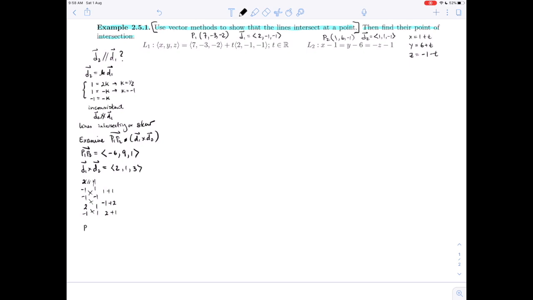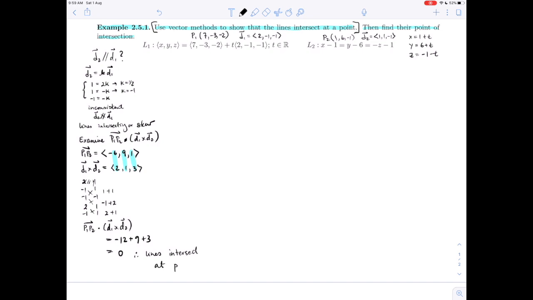Then the triple scalar product, P1P2 dotted with D1 cross D2: you remember that we just multiply the components and add them up. So we have -12 plus 9 plus 3, which gives us 0. So the vectors are coplanar. If the vectors are coplanar, the lines are coplanar, and that means that they are intersecting. So our lines do indeed intersect at a point.